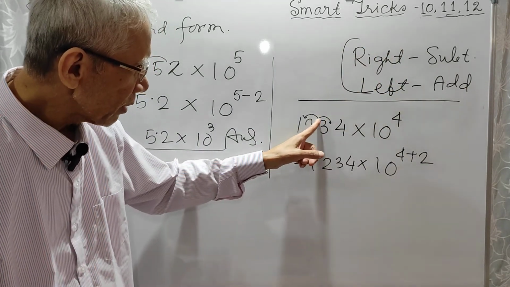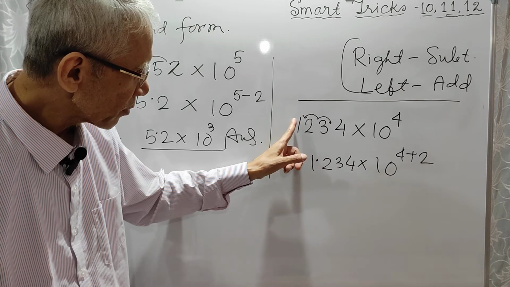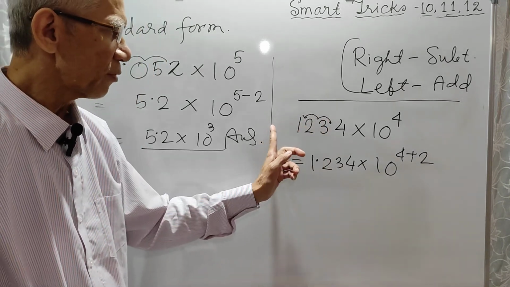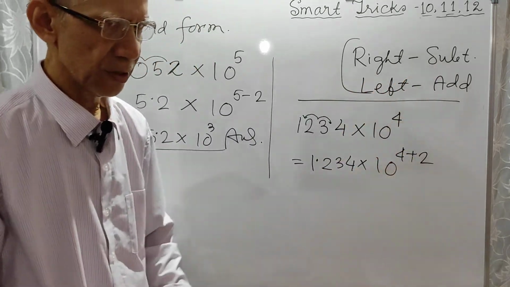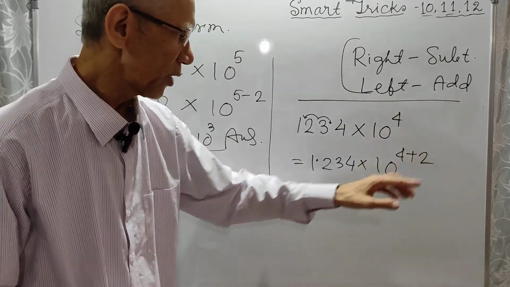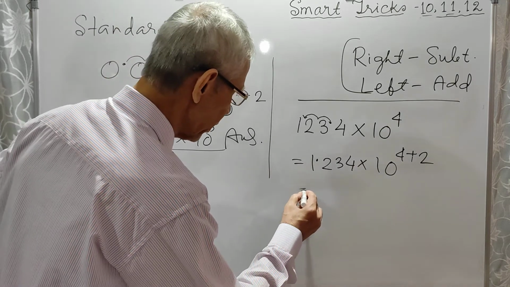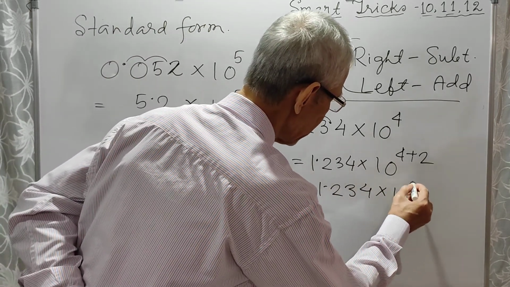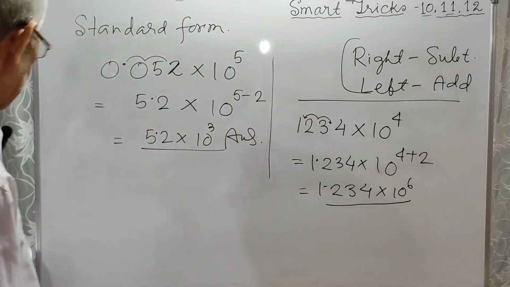So we have shifted the decimal 2 digits to the left. So the decimal comes here, 1.234. And since we shifted the decimal 2 digits to the left, we must add 2 to the index. So this is the index 4. So 4 plus 2, 6. So now what will it become? 1.234 into 10 to the power 6.